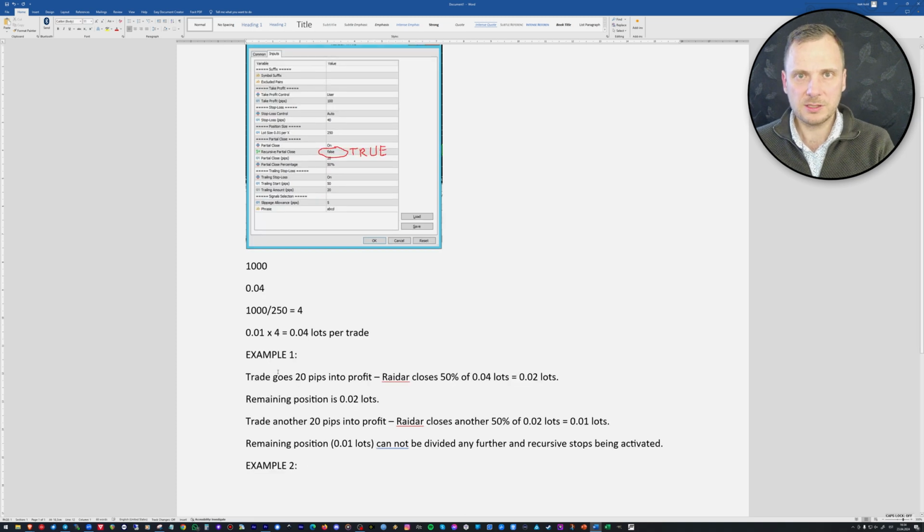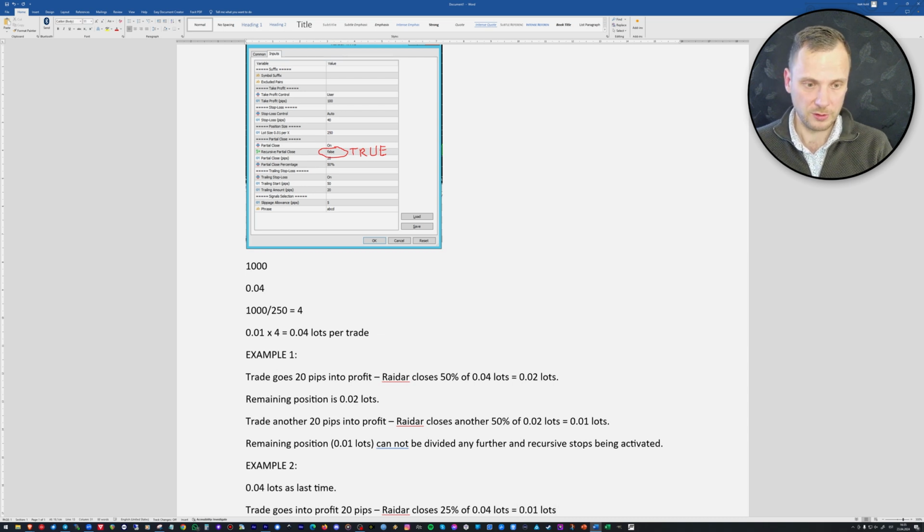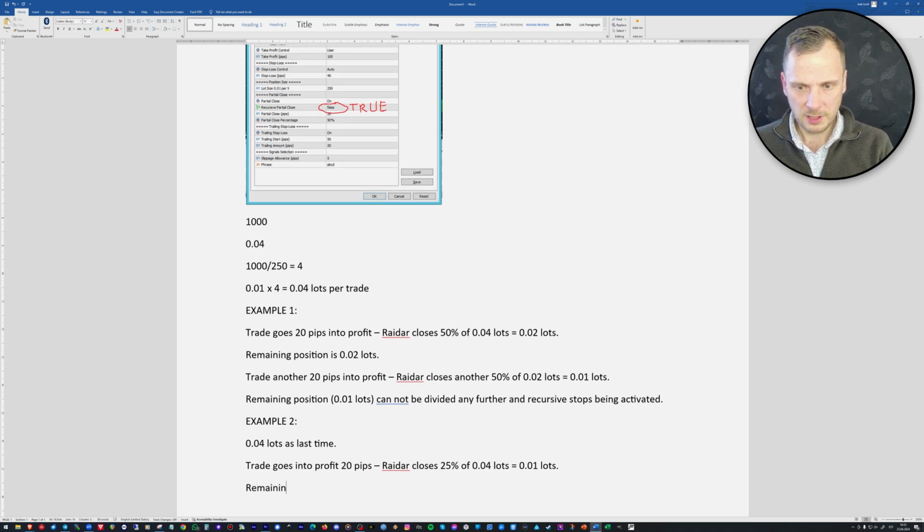Now, second example. Everything else is the same, but now we have partial close percentage of 25% instead. So in this case, we have 0.04 lots as last time. Trade goes into profit, 20 pips. Raidar closes 25% of 0.04 lots. This equals 0.01 lots because this is 1/4 of the position. Remaining trade is 0.03 lots.